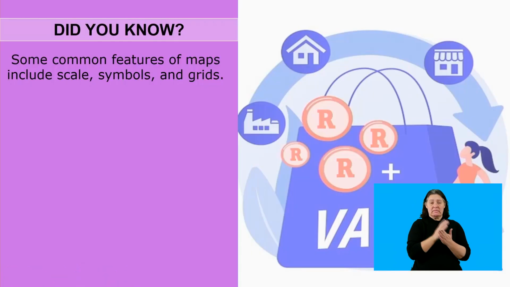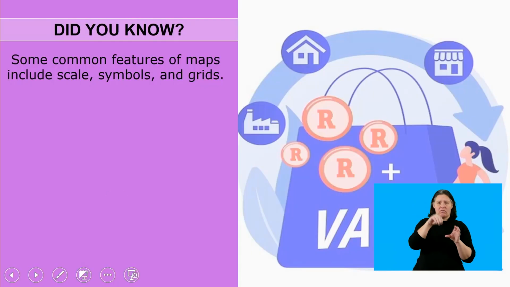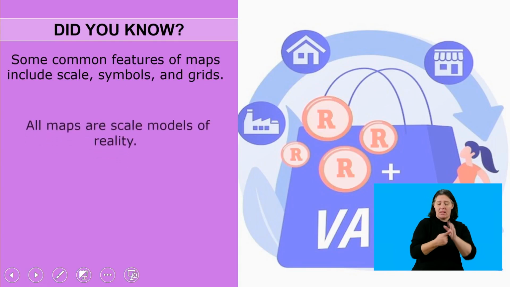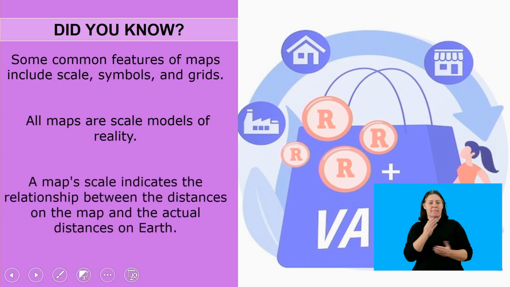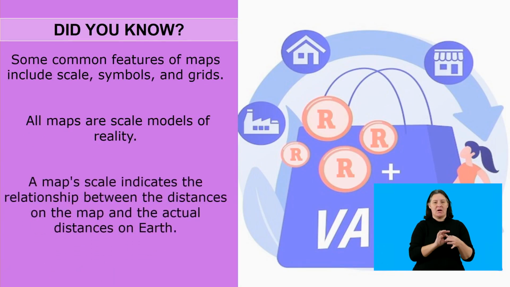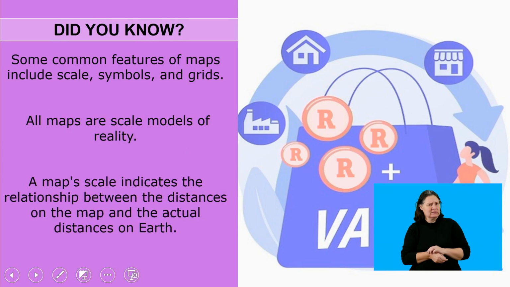In our lesson today, we'll focus on maps and plans, but more specifically on maps. Now let me share something interesting with you. Did you know that some common features of maps include scale, symbols, and grids? Also, all maps are scale models of reality. And lastly, a map's scale indicates the relationship between the distances on the map and the actual distances on Earth. Now, I found that quite interesting.